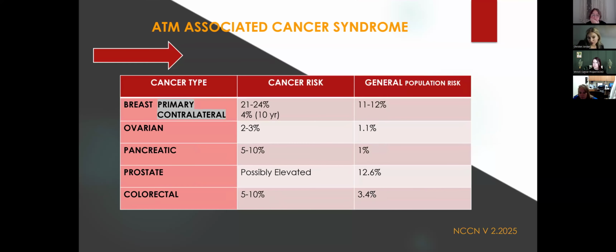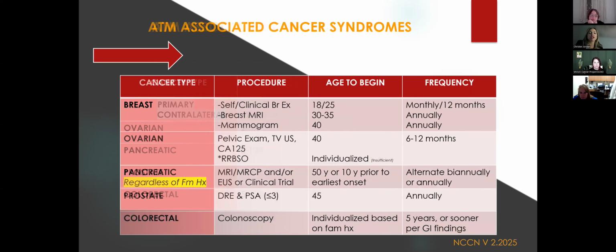What are the cancer risks with ATM? It is a moderate risk gene. There's an elevated risk of breast cancer, over 20%. Ovarian cancer risk is said to be 2 to 3%, though I happen to see a lot more of it in my practice. Pancreatic cancer risk is 5 to 10%, prostate cancer is elevated, and colorectal cancer is elevated. So again, we're going to manage these people as far as breast surveillance very similar to what we've discussed. Same thing with ovarian surveillance.